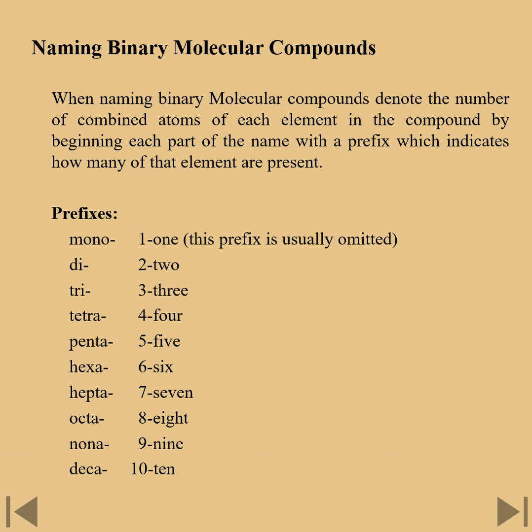Let's do a few examples. In NF3, well, that's nitrogen trifluoride. We still use that "ide" suffix with the last element. So what would Cl2O be called? Dichlorine oxide. Carbon with 4 chlorines would be carbon tetrachloride.